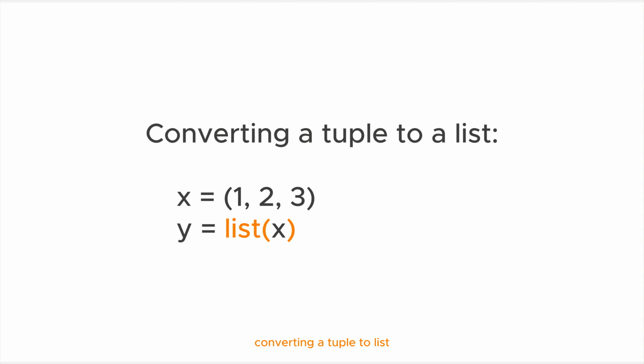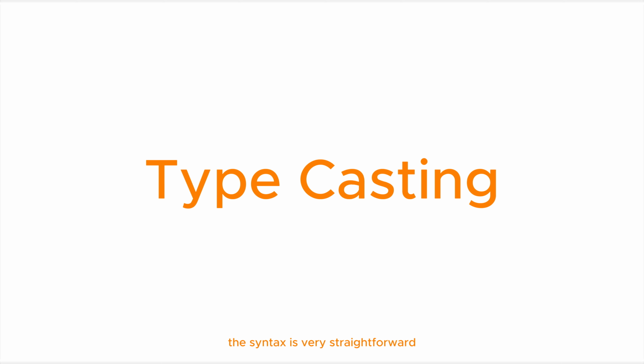Converting a tuple to a list, for example. x = (1, 2, 3), y = list(x). y will be the list like this, [1, 2, 3]. As you can see, the syntax is very straightforward.